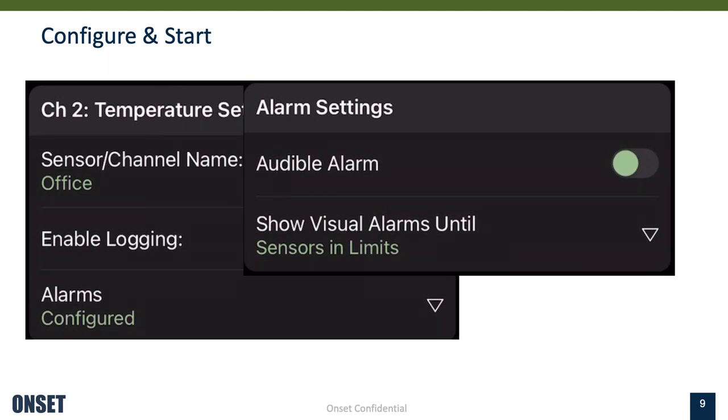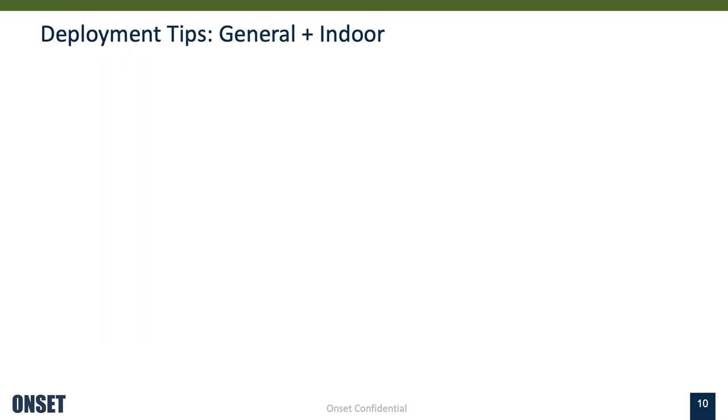We also save the configuration to the logger. So you really only need to tweak it the first time to match your use case. And whether you're using the same or a different device with HOBOconnect, we'll save that. So there's no need to set up your logger again in the future. So that walks through configuration and start.